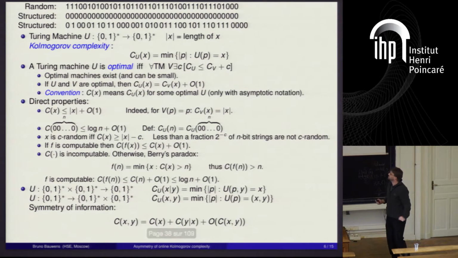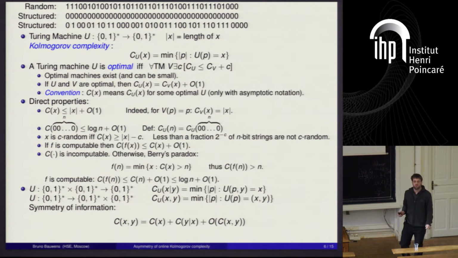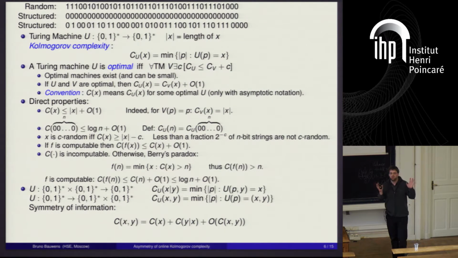Oh, I need to state the property of symmetry of information again. So the complexity of a pair equals the complexity of x plus the complexity of y given x plus some small error term. And the reason for this error term has to do with the non-computability of Kolmogorov complexity. There are actually several reasons, but many of them can be removed by changing the definitions a little bit.